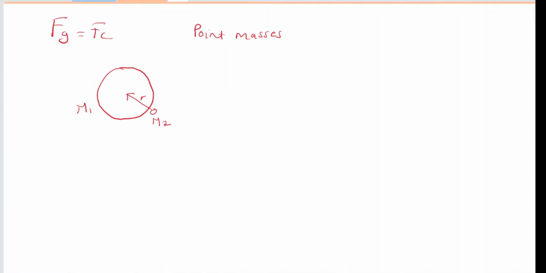And centripetal force must be provided by something. It just can't appear out of nowhere. And in this case, gravitational force is the one which is providing the centripetal force. And this is very crucial, because you can form another equation then.